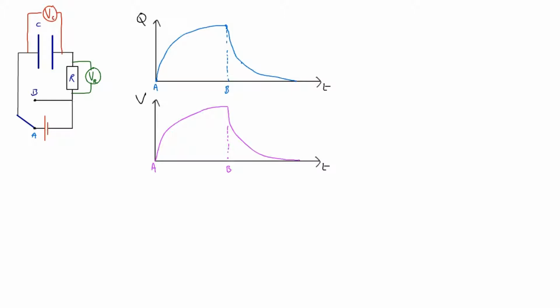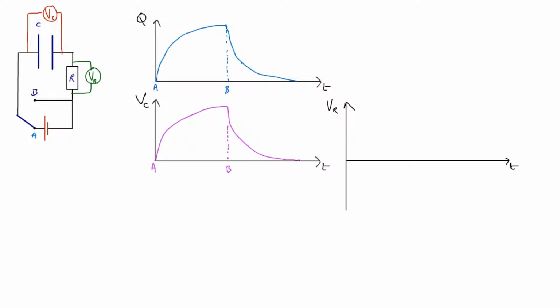And that's in fact true. And so the graph for the potential difference across the resistor is going to be a little bit different. Let's draw it here. So remember this is VC. Let's draw this one as VR. This is the potential difference across the resistor.